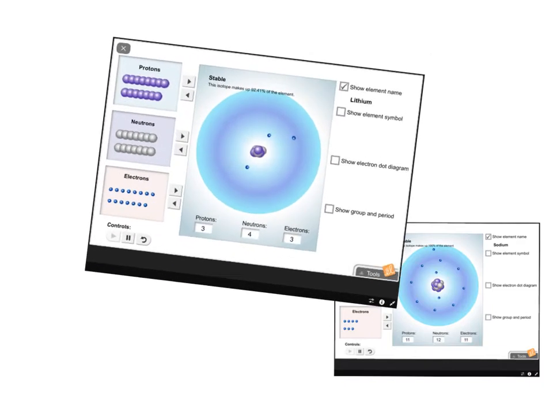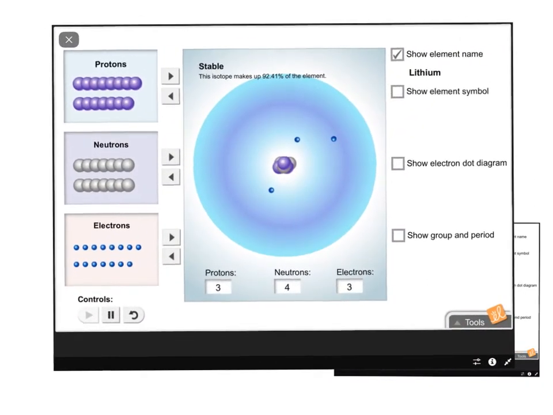Here I have 2 different elements that I've created. So we're going to look at this one first, which is lithium. And if you look at lithium, you will see that it has 1 valence electron that's found out here. It's the farthest from the atom's nucleus.